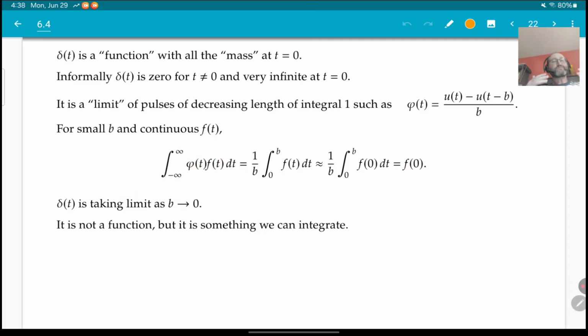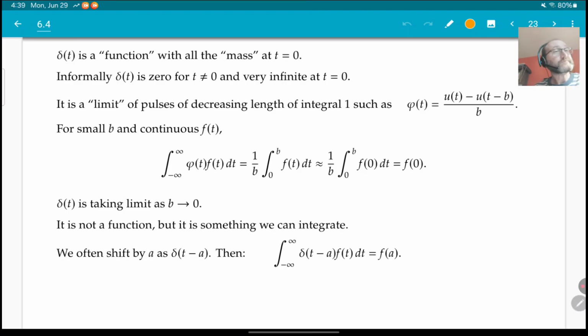So again, it's not a function, but it's something we can integrate. It's something that we can put under the integral, and you don't really want to think of it too much outside the integral, or at least not as a function, as sort of this generalized function. It's not something that gives you values.